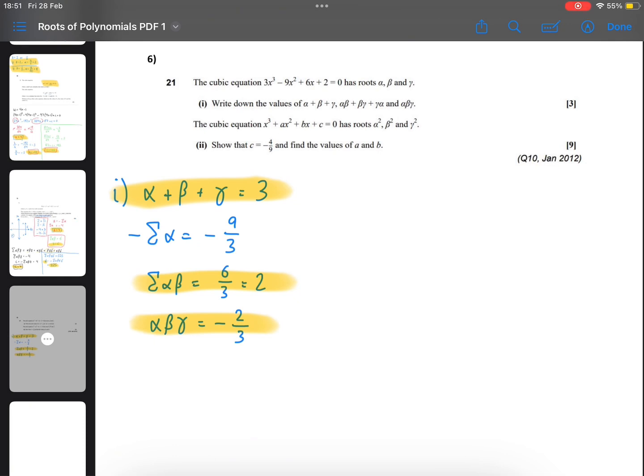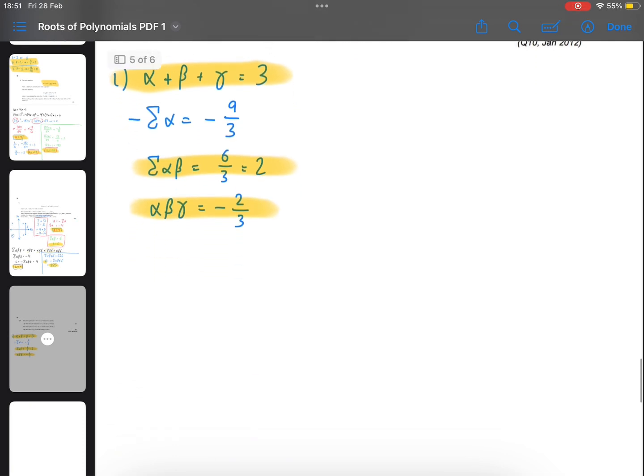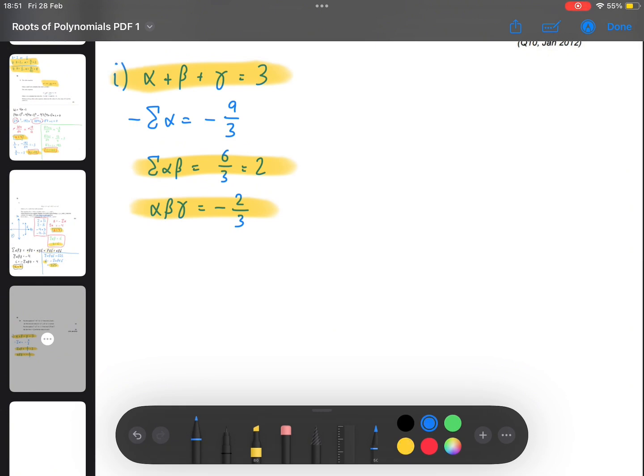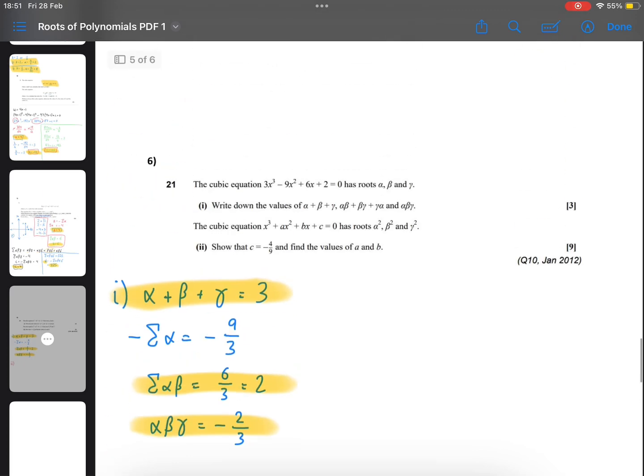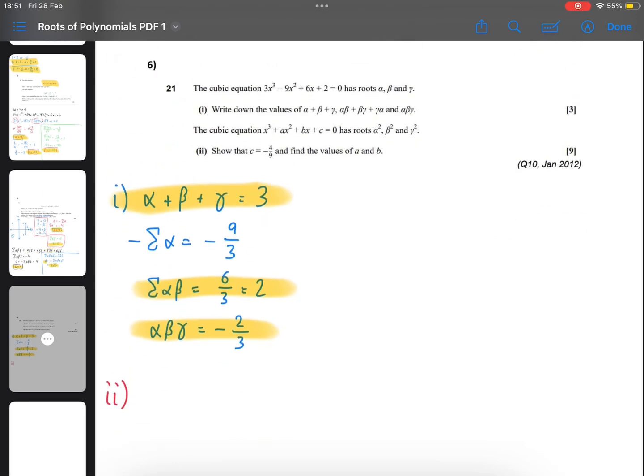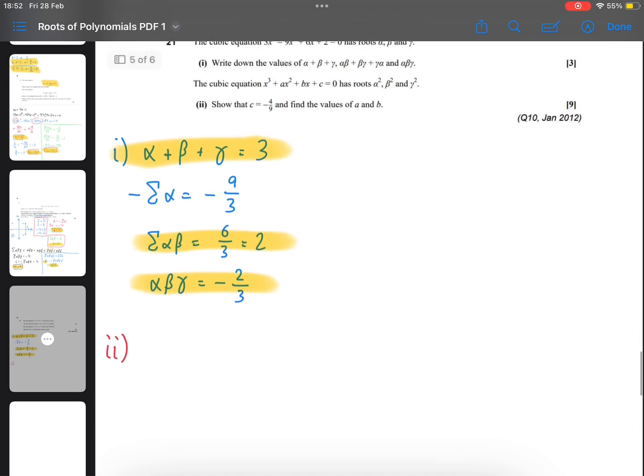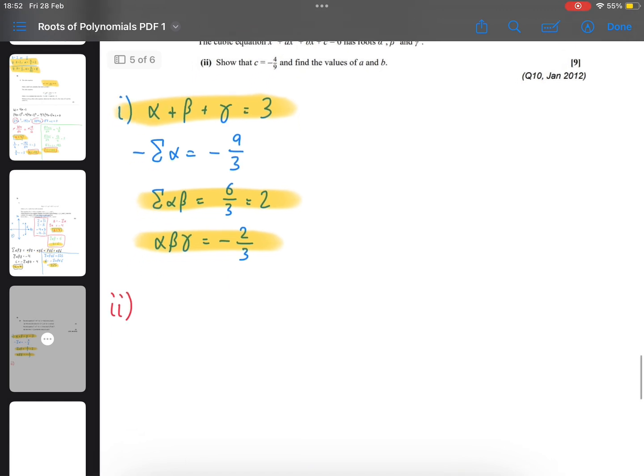And part II is worth 9 marks, so a lot of marks for a roots of polynomials question. Looking back at the question, it's a transformation question, but it's quite a hard one because it's not linear. So we have alpha squared, beta squared, and gamma squared as the roots. And they've told us to show that C equals minus 4 over 9. So they've been quite nice to us there, because once we find C equals minus 4 over 9, we know we're using the right method, and it also sort of validates our answer to part I as well, so that we can be sure when we're using the other answers.